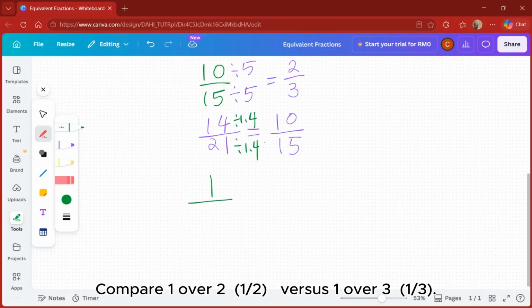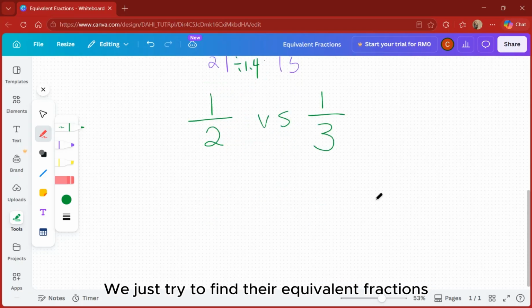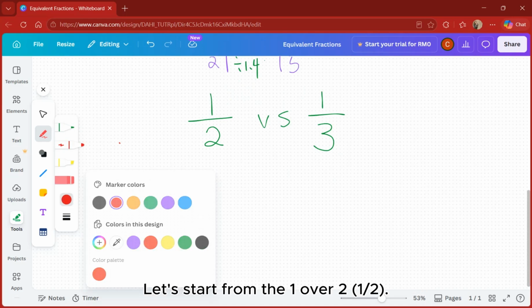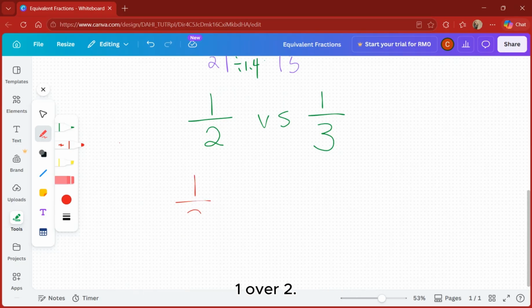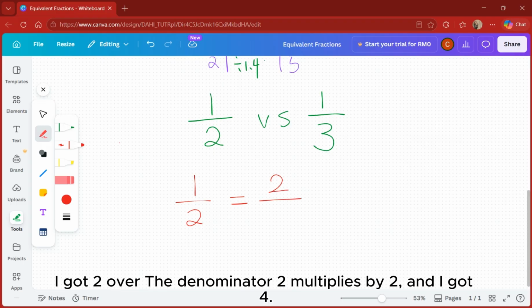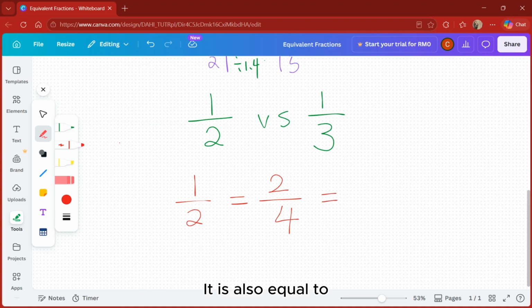Compare 1 over 2 versus 1 over 3. We just try to find their equivalent fractions. Let's start from 1 over 2. So 1 over 2, if I multiply by 2, the numerator multiplied by 2, I get 2, and the denominator 2 multiplied by 2, I get 4, which is also equal to, let's try 3, okay?